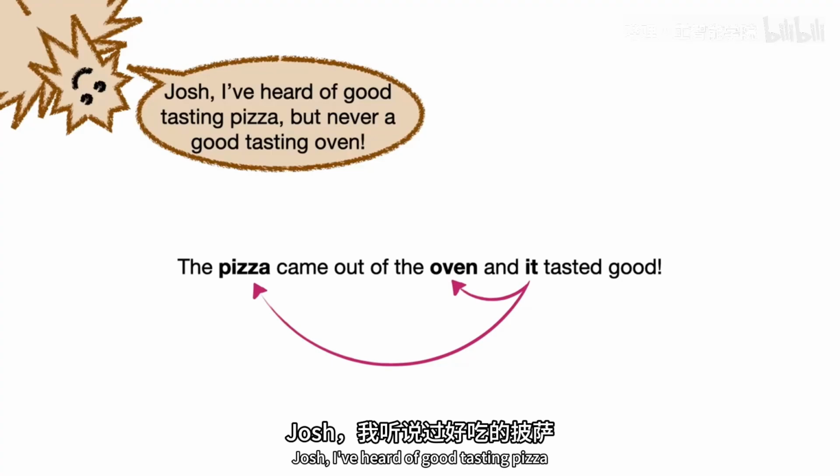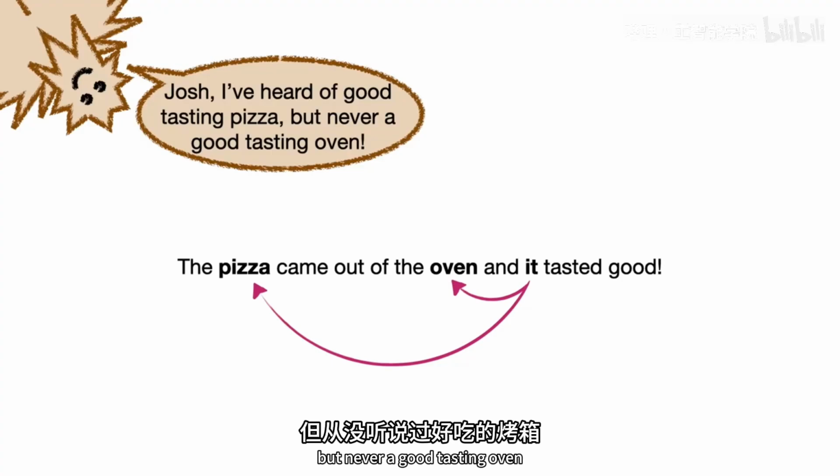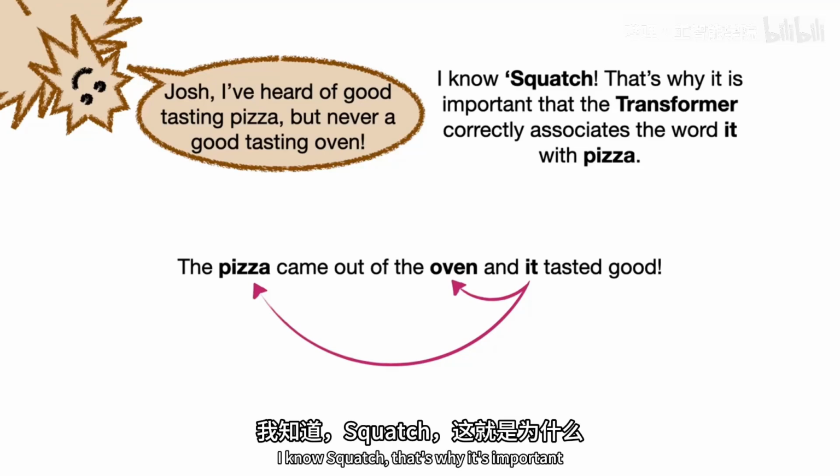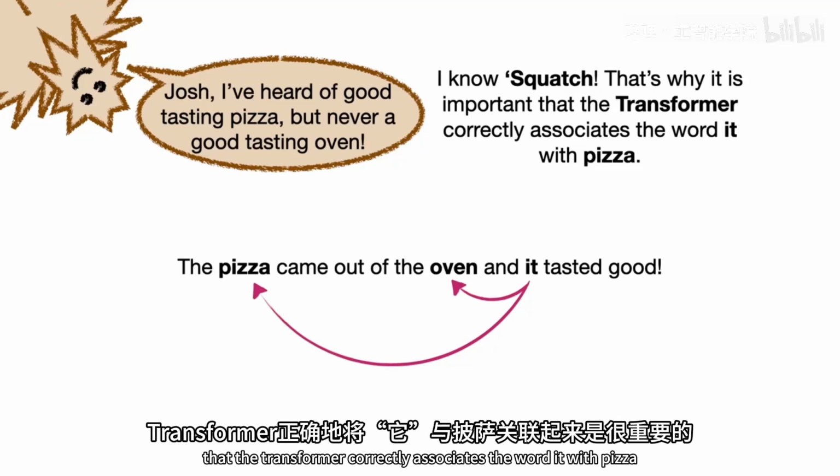"Josh, I've heard of good-tasting pizza, but never a good-tasting oven." I know, Squatch. That's why it's important that the transformer correctly associates the word it with pizza.